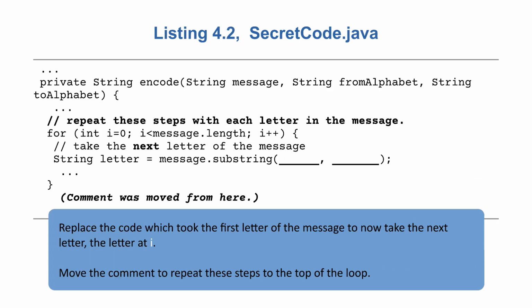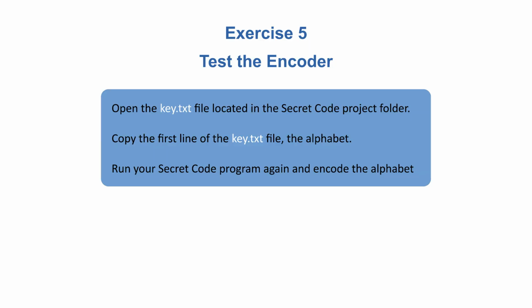Next, replace the code which took the first letter of the message to now take the next letter, the letter at I, and move the comment to repeat these steps to the top of the loop. Run it. What happened? It should have printed your message encoded. But how do you know if it encoded your message correctly? Let's test your secret code program by encoding the entire alphabet.